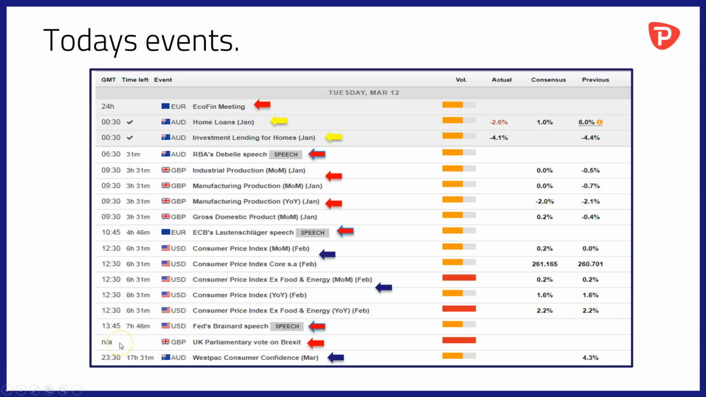A little later on this evening we will have a vote from the UK Parliament on Brexit. No specific time for that, but historically somewhere around 7:30 to 8 o'clock in the evening. And at 23:30 we shall have the Westpac consumer confidence data out of Australia for the month of March.